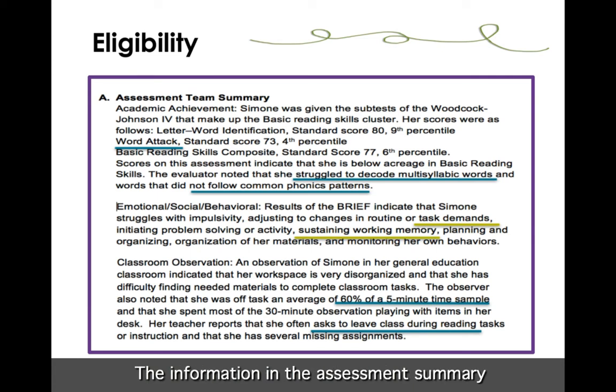The information in the assessment summary clearly outlines that Simone is eligible for special education by meeting the criteria for other health impairment. Disability criteria, or Prong 1, is part of the thread, and Prongs 2 and 3 also give us other parts of the thread of information needed to understand Simone's story.